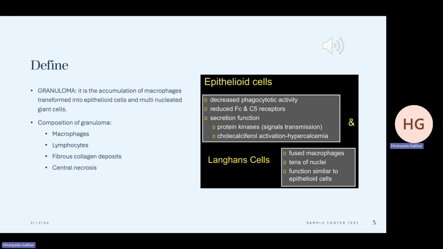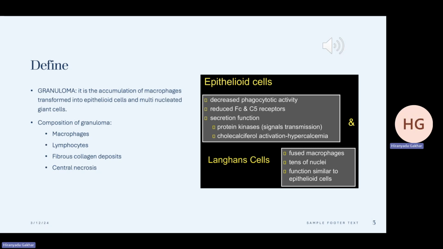Now, what are epithelioid cells? Epithelioid cells are nothing but a modification of your macrophages. So what is the difference? Epithelioid cells have decreased phagocytic activity. They have reduced Fc and C5 complement receptors. But along with that, they have secretory function. They have protein kinases which help in signal transmission, which are further responsible for strengthening the granuloma so that there is no leakage, and also release of cholecalciferol, which causes hypercalcemia, which causes dystrophic calcification of this granuloma.